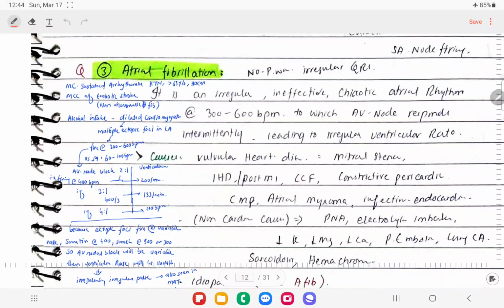Bismillahirrahmanirrahim. I have talked about supraventricular tachycardia and sinus tachycardia in the last videos in the tachyarrhythmia section, and today I'm going to talk about atrial fibrillation. So let's talk about atrial fibrillation, right?